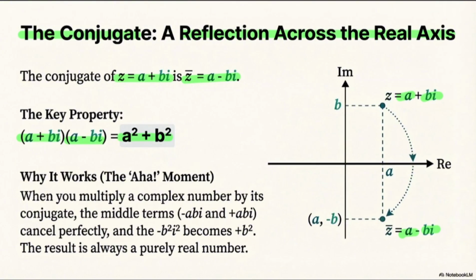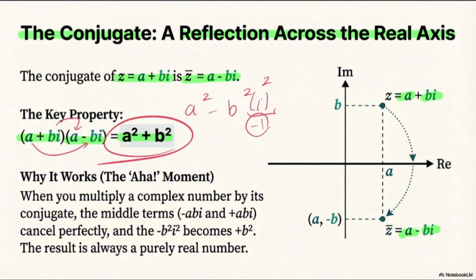The proof of that one is so simple because at the end of the day, your bi times a is going to cancel out a times negative bi. So what you have is a to the power 2 subtracted by b to the power 2 times i squared. So you know that i squared is going to be negative 1. So at the end of the day, you do have a to the power 2 plus b to the power 2.